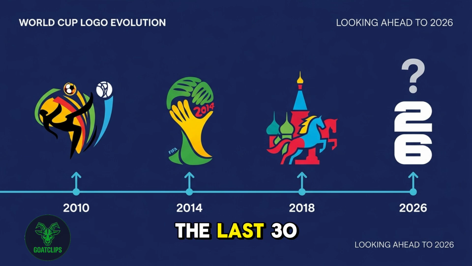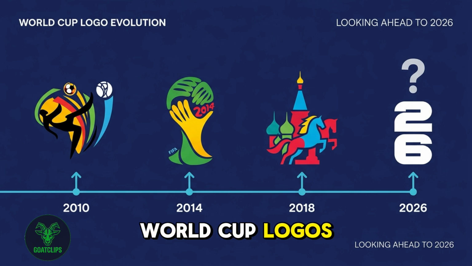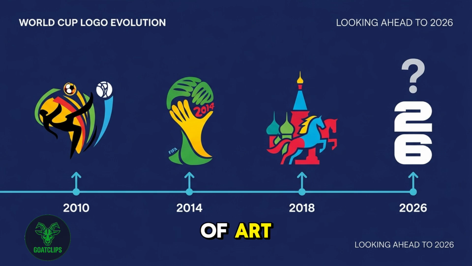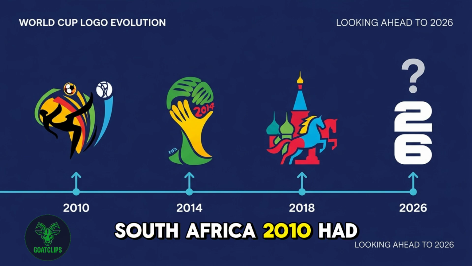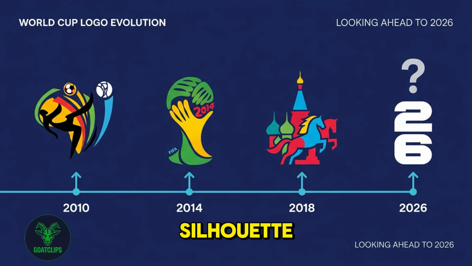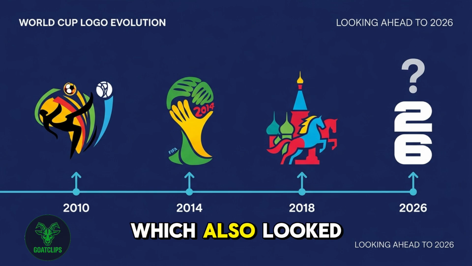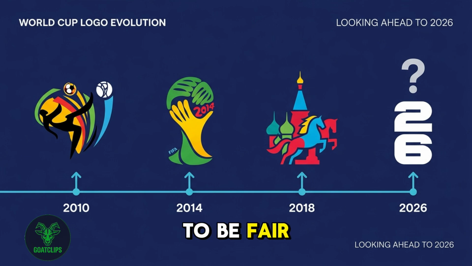You see, for the last 30 years, World Cup logos were complex pieces of art. They were intricate, colorful, and packed with cultural symbols meant to represent the host nation. South Africa 2010 had the Bafana player silhouette. Brazil 2014 had the trophy hands, which also looked like a farm palm to be fair. Russia 2018 had that weird mystical egg vibe.